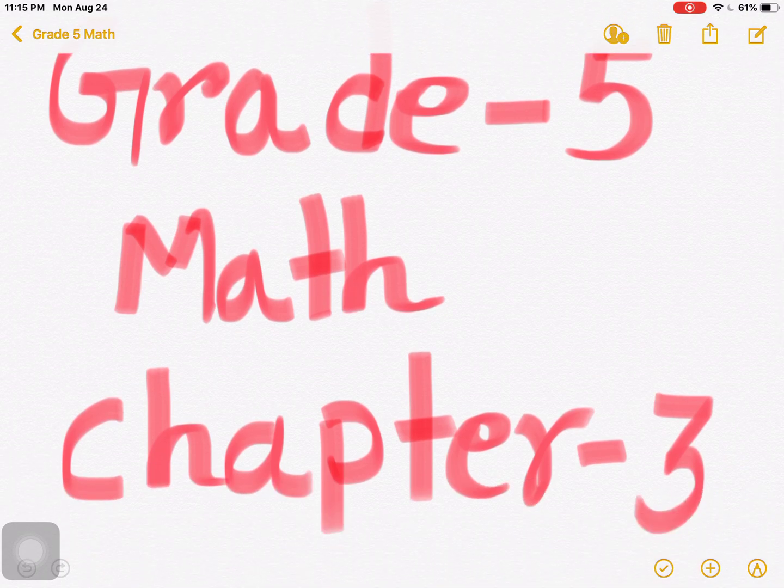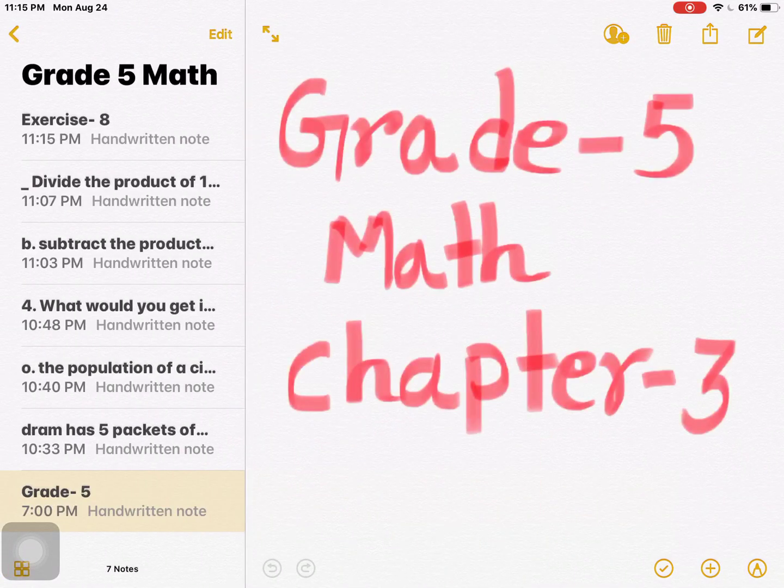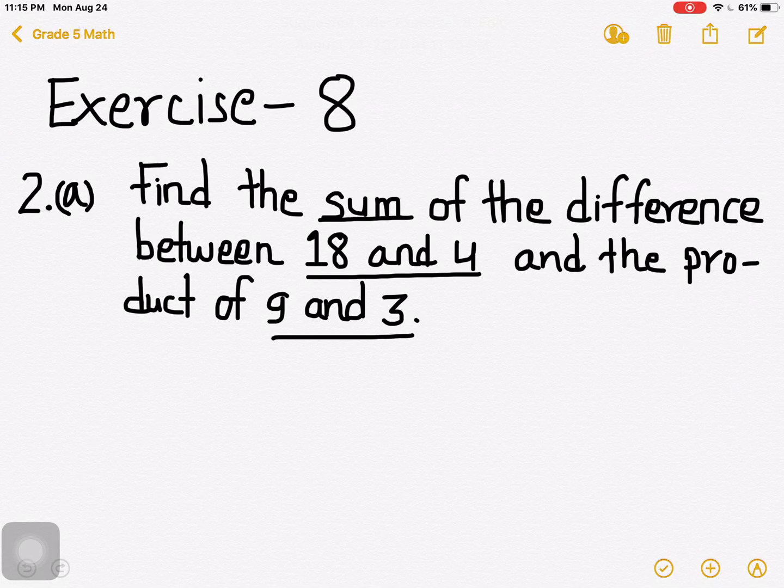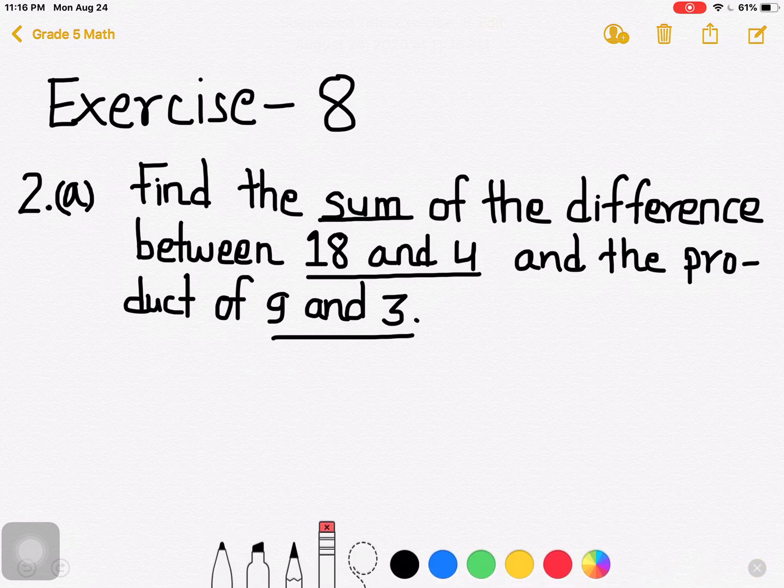We are in chapter 3 and today we are going to make problems from given sentences and we are going to solve them. Okay. Now let us go through our exercise, that is exercise 8. We have 5 questions here.